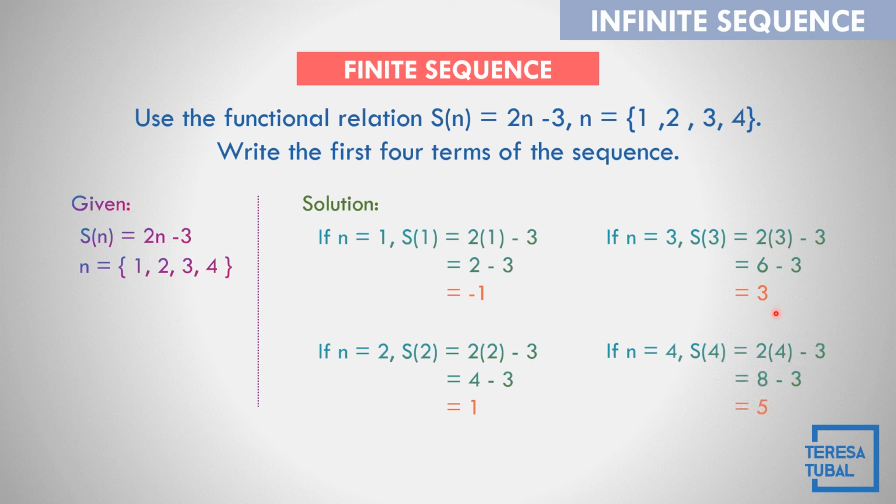How about if n is equal to positive 4? S of 4 is equal to 2 times 4 minus 3. 2 times 4 is 8. Bring down 3. We need to subtract 8 minus 3, that is equal to positive 5. So the sequence is negative 1, 1, 3, and 5.